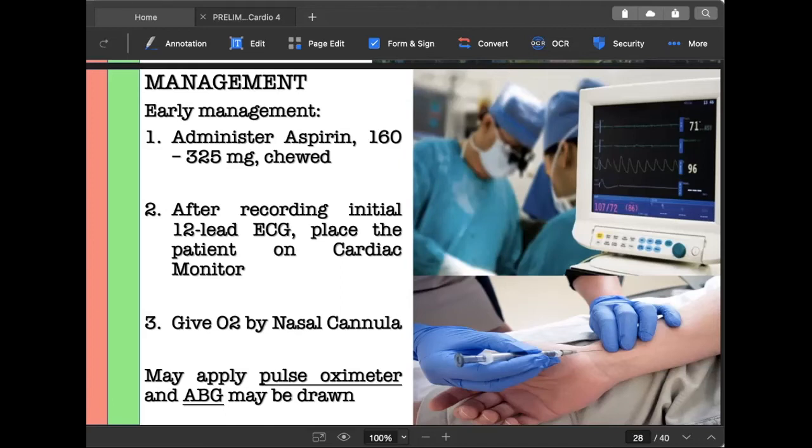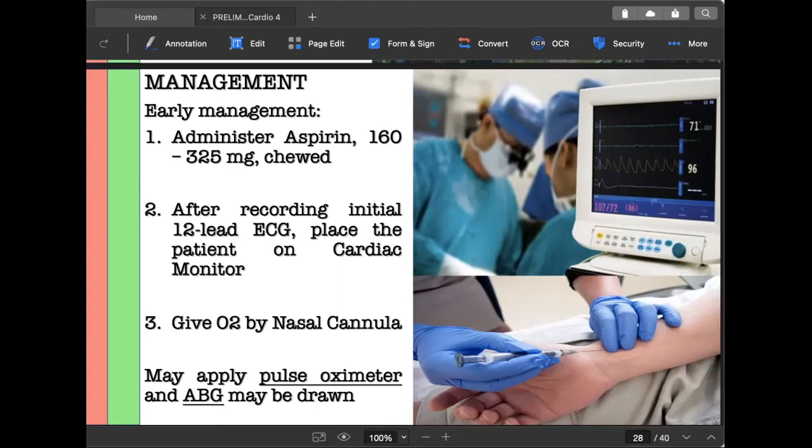Now, number 2 is recording an initial 12-lead ECG and placing the patient on the cardiac monitor. This is to detect, of course, dysrhythmias and ST segment changes. If it's elevated or depressed, you already know it's MI.